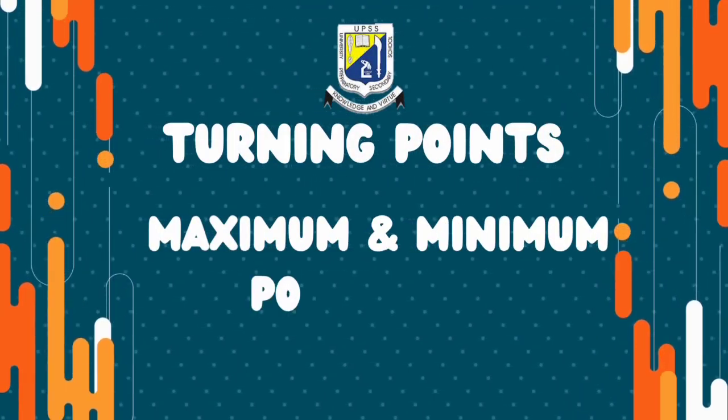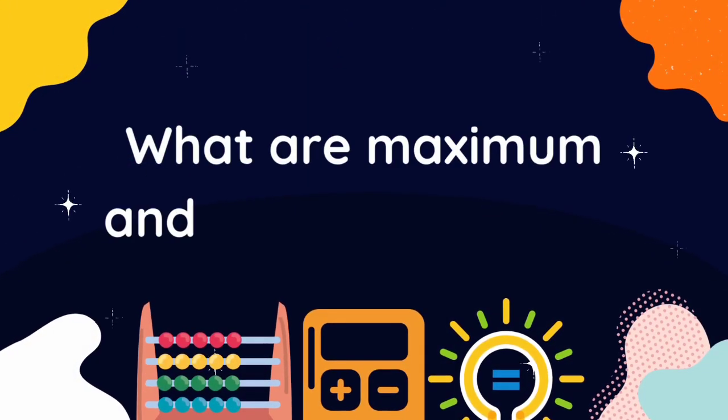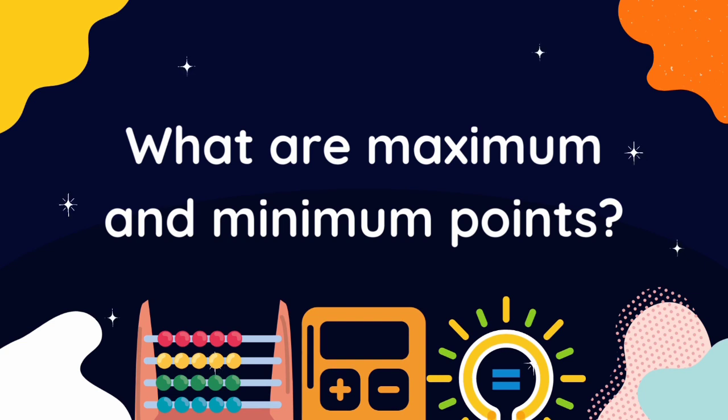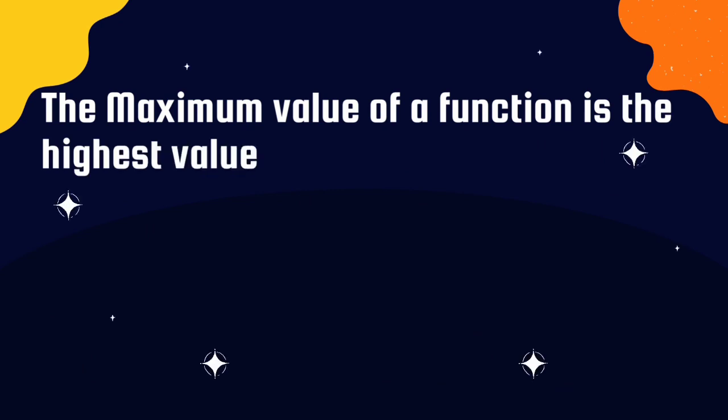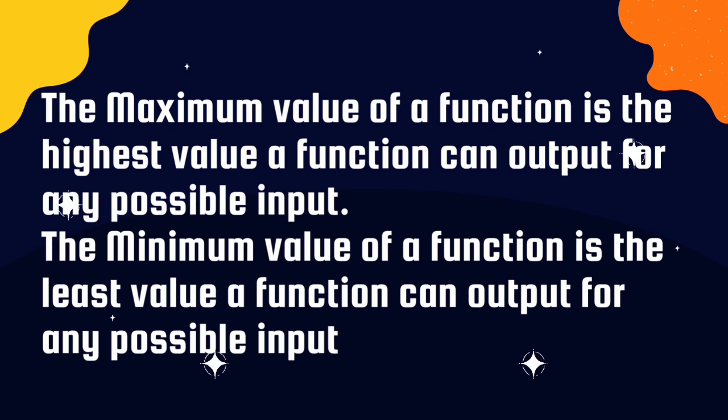In this class, I will be teaching you another application of differentiation, which is the turning points, or maximum and minimum points, of a function. So what are maximum and minimum points of a function? The maximum point of any function is the highest value of the function that it can give as output for any possible input, while the minimum value of a function is the least value the function can give as output for any possible input.